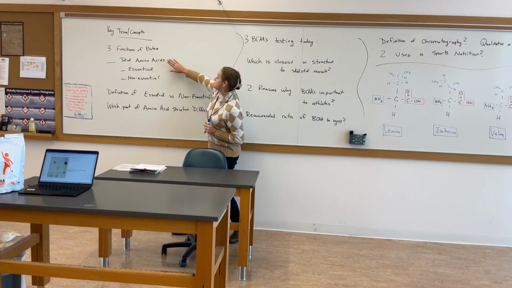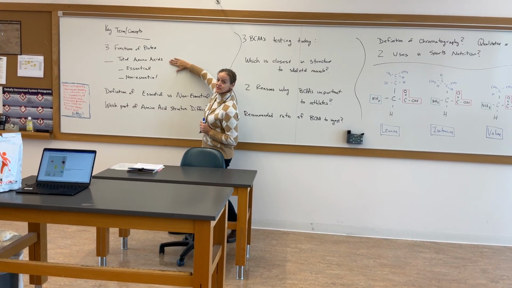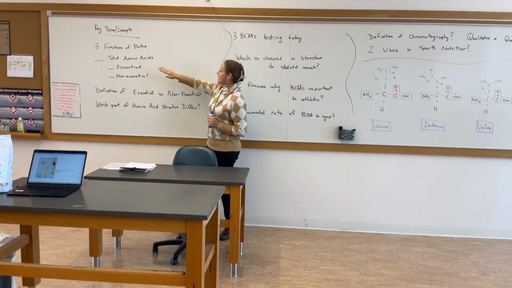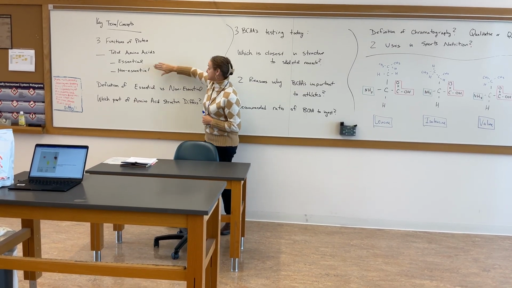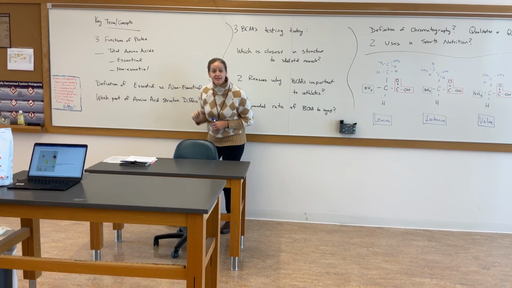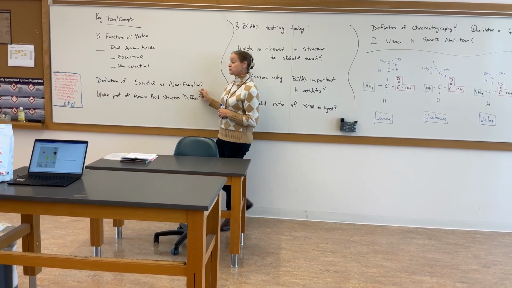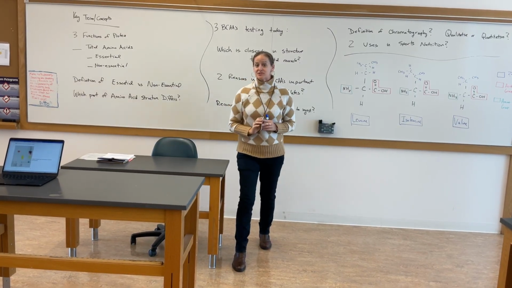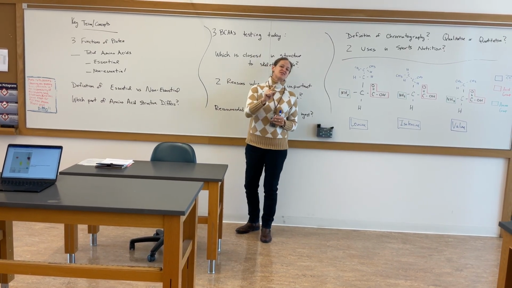Then you're going to want to review how many total amino acids do we have. You already know, 20. Of those 20, how many are essential versus non-essential? 9 essential, 11 non-essential. Make sure you review what the definition is of essential versus non-essential. I'm not even going to say it because you already know it.